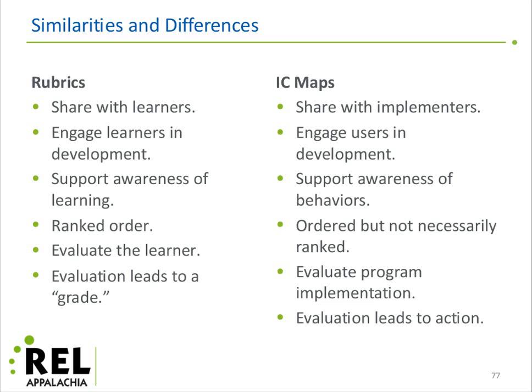But probably the biggest differences between IC maps and rubrics are that rubrics are used typically to evaluate individuals' work, and they result in some kind of score or grade, while the IC map is used to evaluate a program, not people. That's key. And it really leads to some kind of action.